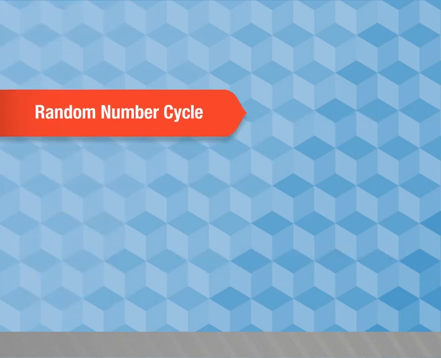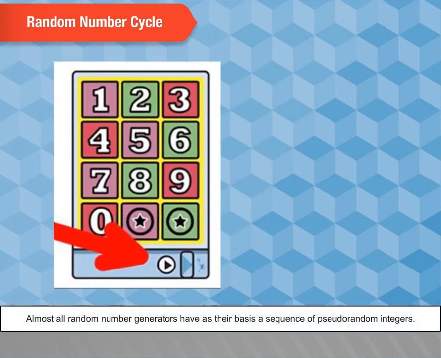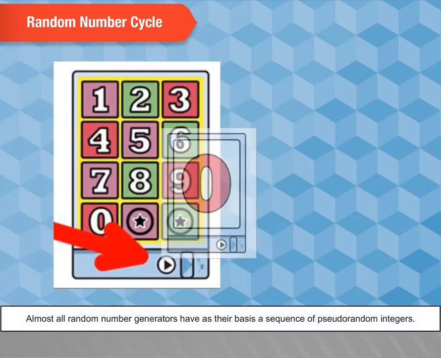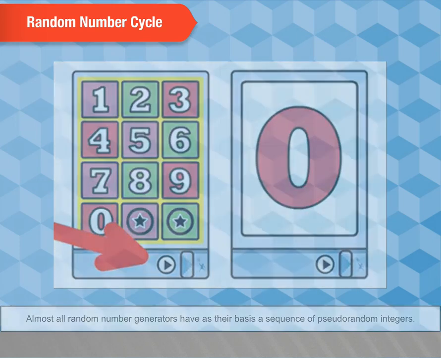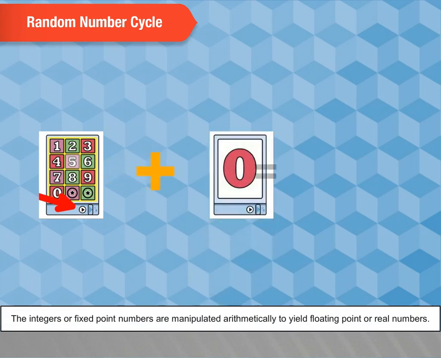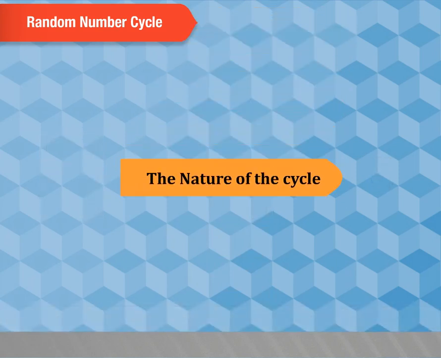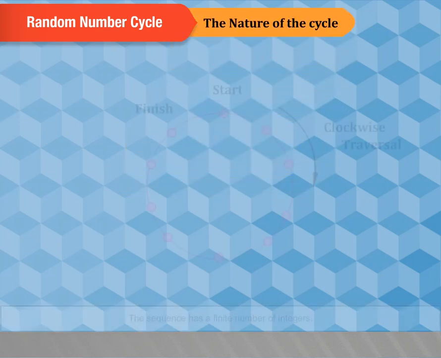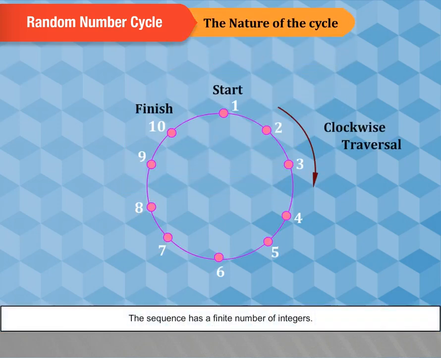Random number cycle. Almost all random number generators have as their basis a sequence of pseudo-random integers. The integers or fixed point numbers are manipulated arithmetically to yield floating point or real numbers. The nature of the cycle. The sequence has a finite number of integers. The sequence gets traversed in a particular order. The sequence repeats if the period of the generator is exceeded. The integers need not be distinct, that is, they may repeat.